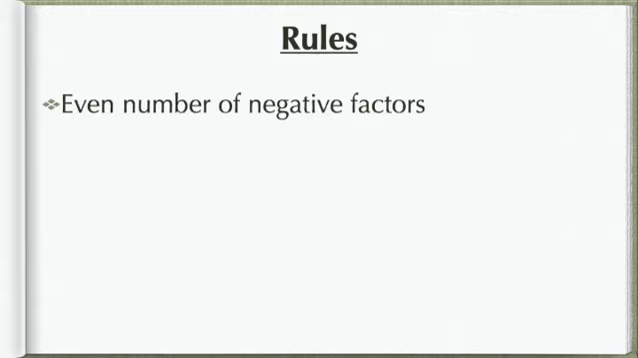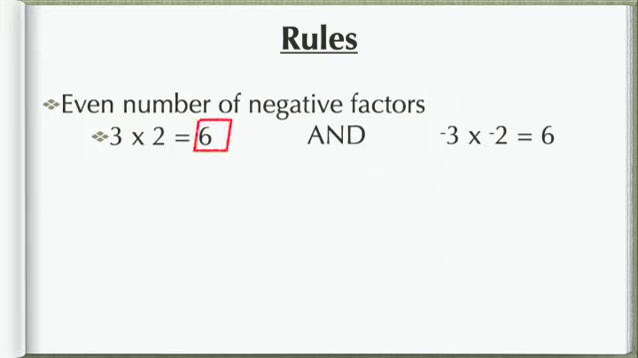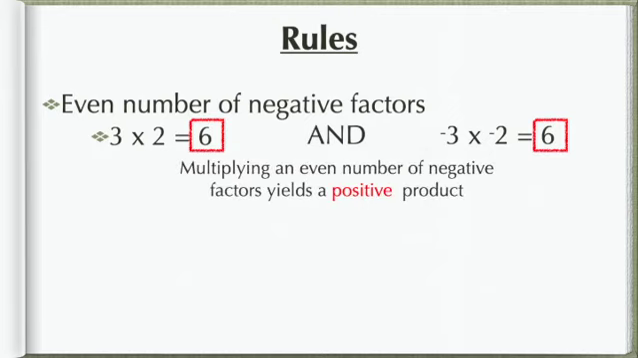Let's look at that. An even number of negative factors. So we're looking at odds and evens this time. Evens are things like 0, 2, 4, 6, 8, 10, 12, so on and so forth. 3 times 2 is 6. Well, there aren't any negative factors there. That's right. 0 is an even number. And negative 3 times negative 2 is also positive 6 because it has 2 negative factors, and 2 is also an even number. Both of those have positive products, because multiplying an even number of negative factors yields a positive product.